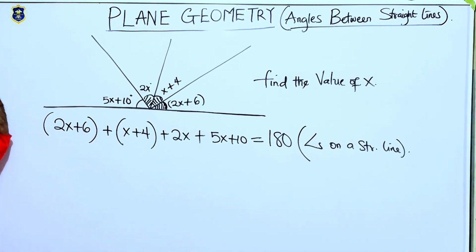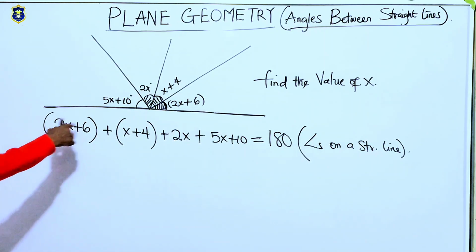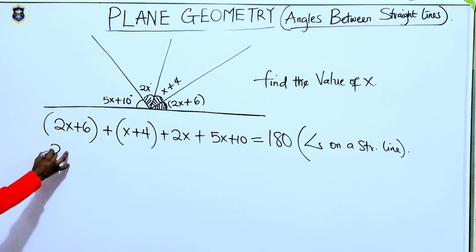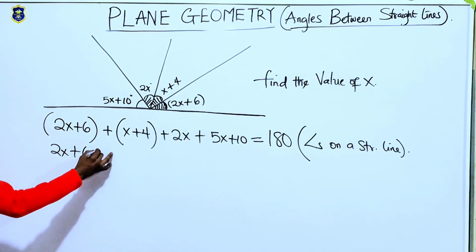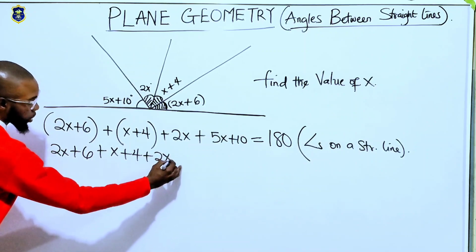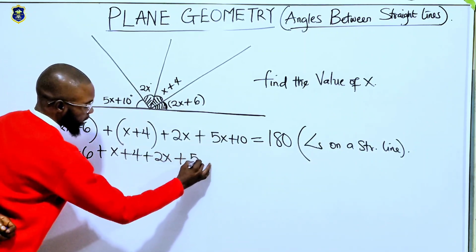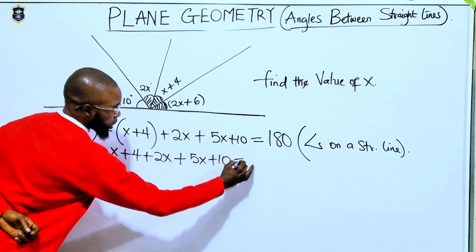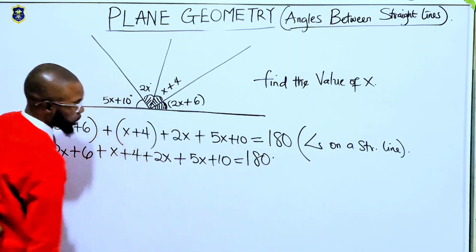So let's go. We just add them and collect like terms. The ones that have x's, we bring them somewhere. The ones that don't have x's, we add them and then throw them the other way. So let's work down. Let's try and open the bracket. So we have 2x plus 6 plus x plus 4 plus 2x plus 5x plus 10 equal to 180 degrees.